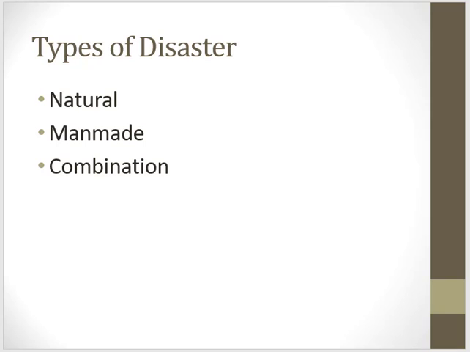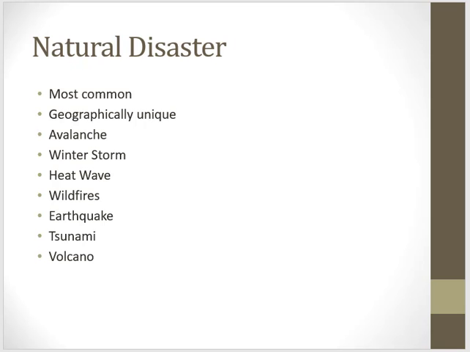Disasters can be broken down into 3 different types: natural, man-made, or a combination of the two. Natural disasters arise from a force of nature. They're the most common type of disaster, and they are frequently unique to a geographic location. That is, certain natural disasters are seen more frequently in certain regions.